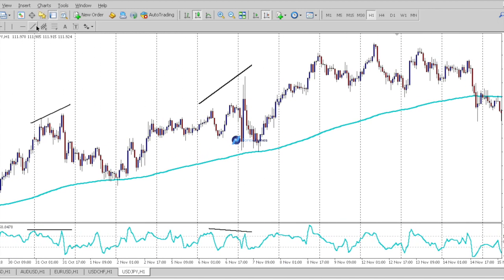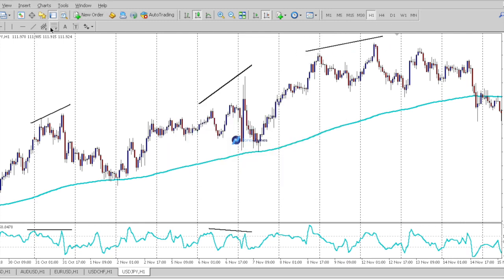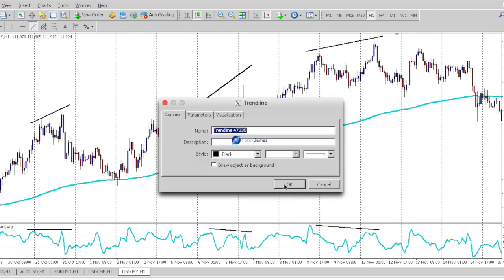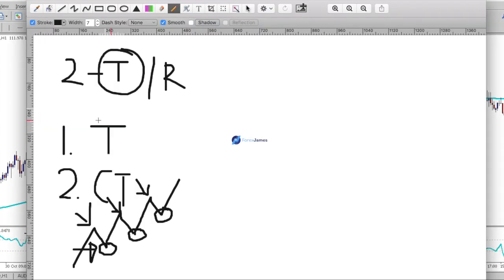Here's a bigger one. A new swing high. Indicator makes a lower high. In my opinion, this is more risky than taking a trend trade as you're going against the tide. Okay, so these two are the examples of the types of trades that you can make in a trending market.